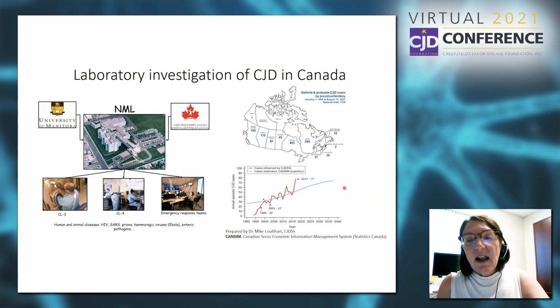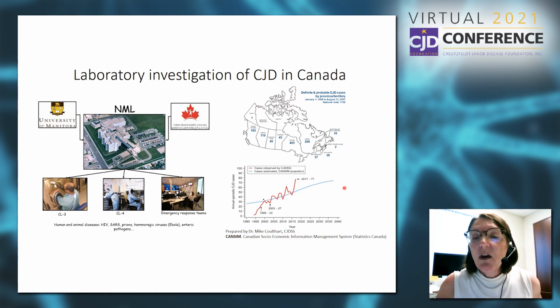So in our lab, we're hoping to generate more data on the phenotypes of the cases that we see in Canada and the strains and the subtypes, MM1, VV1, and we're hoping to be able to determine more atypical cases and investigate those in more detail, especially given the rise of CWD in North America and how it's expanding the range of disease in deer and elk across the country. And we'd like to be able to keep a closer eye on the types of CJD found.